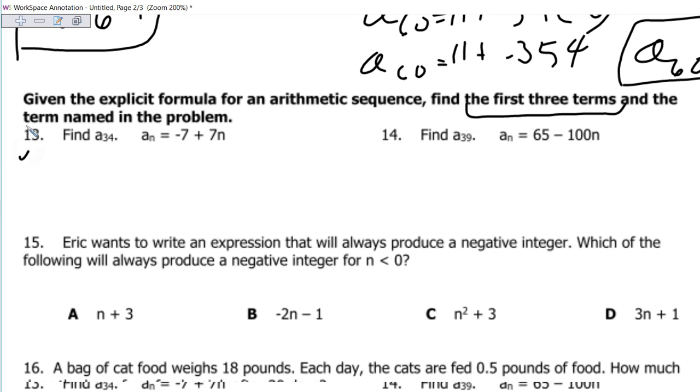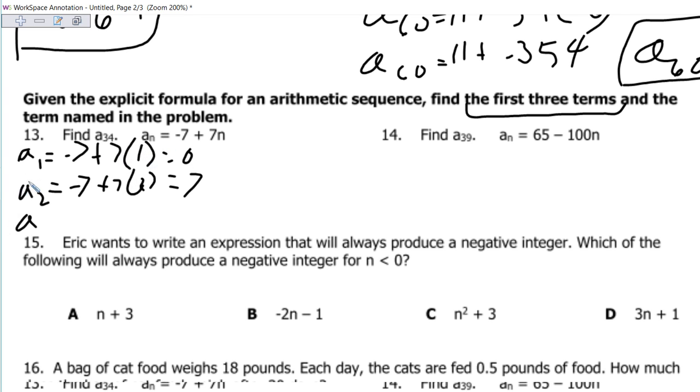So a sub 1 equals, okay, so we plug in a 1, that's negative 7, plus 7 times 1, okay, so that's 7 plus negative 7, and that equals 0. All right. A sub 2 equals negative 7 plus 7 times 2, 14, and that's 7. A sub 3, negative 7 plus 7 times 3, and that's 14.